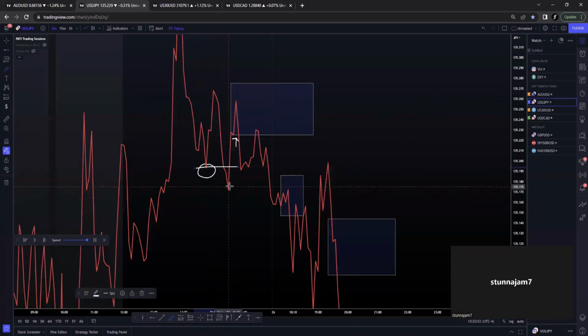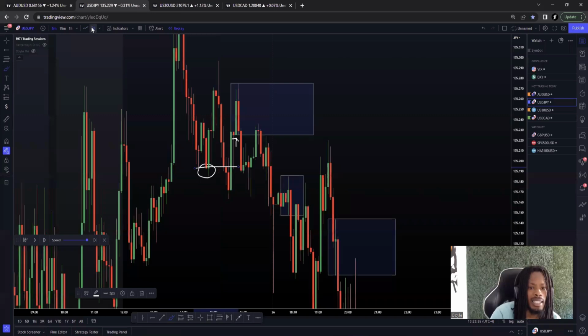Yeah, I know what you're saying. That is a breaker structure. But then look at the setup. This is the setup. It never broke that low right there. So we just got liquidity down here, which could be confluence, but it didn't have a breaker structure though. You feel what I'm saying?